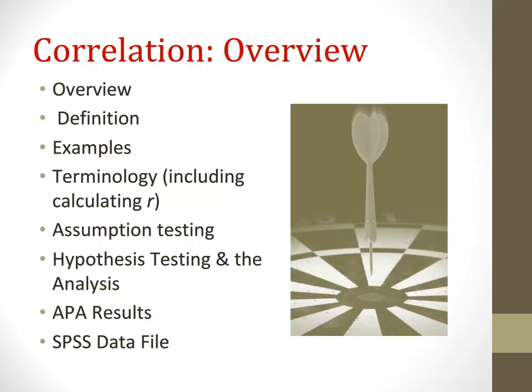We're going to talk about assumption tests needed for bivariate zero-order correlations. We're also going to talk about hypothesis testing, the actual analysis, and then we'll take a look at an APA results section for a bivariate zero-order correlation, specifically the Pearson's R moment correlation coefficient. And finally, we'll look at how to set up an SPSS data set for this analysis. Let's go ahead and get started.